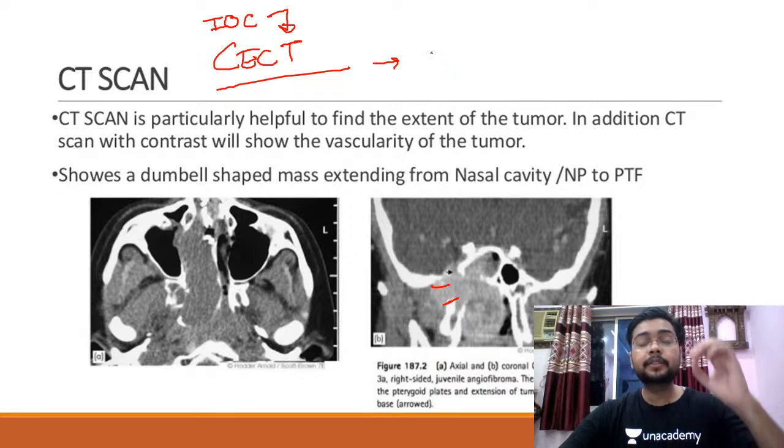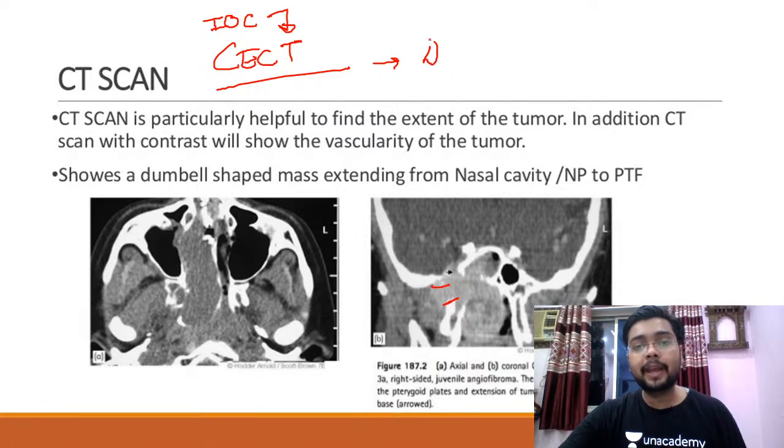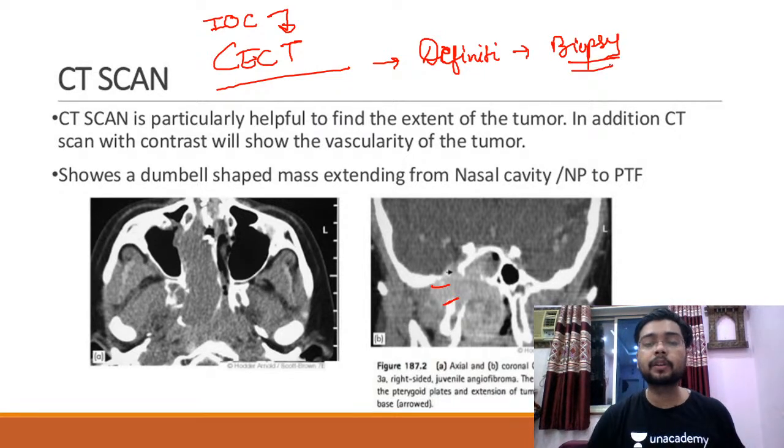Another important thing is that, for anything, the definitive diagnosis is made by biopsy, right? But as this tumor is so vascular, we fear taking a biopsy. That is why the diagnosis of JNA is mostly a radiological diagnosis.